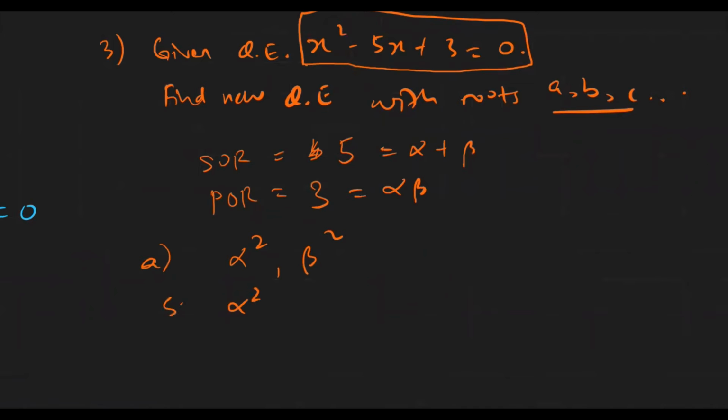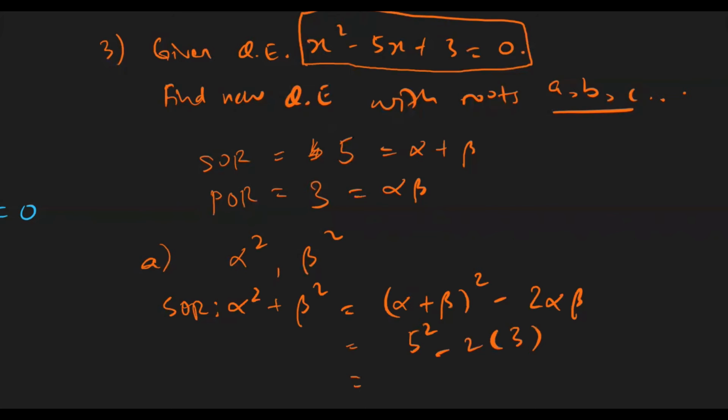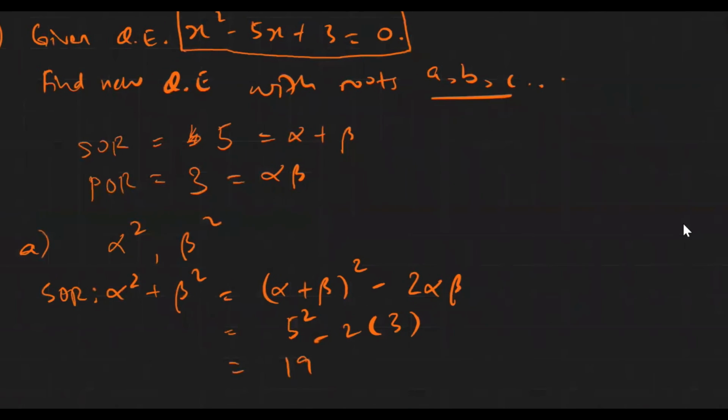So if you want to find the sum of roots for alpha squared plus beta squared, then you have to recall something that you have learned in algebra expansion, where you actually have learned how to open up or factorize this expression here. So you're going to use exactly the same one. Therefore, if you can remember, then this is what you'll see, and the sum of roots is actually 19.